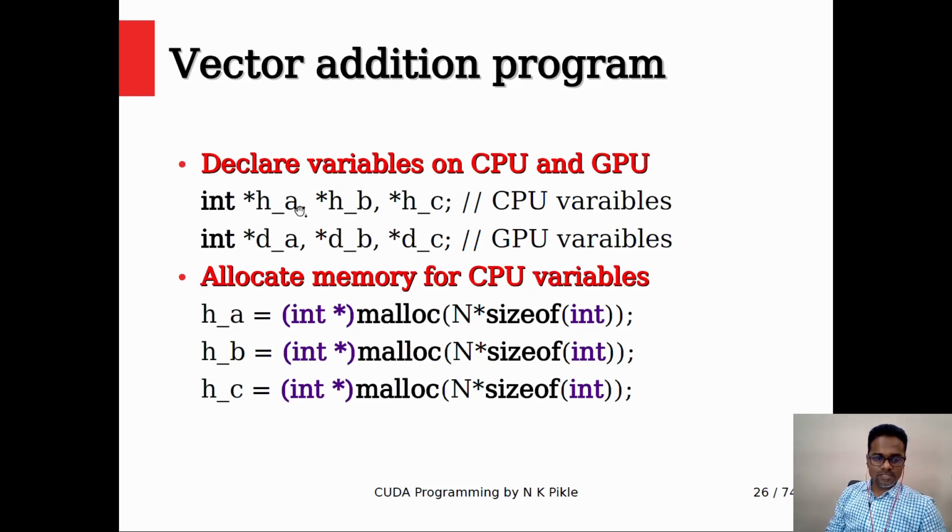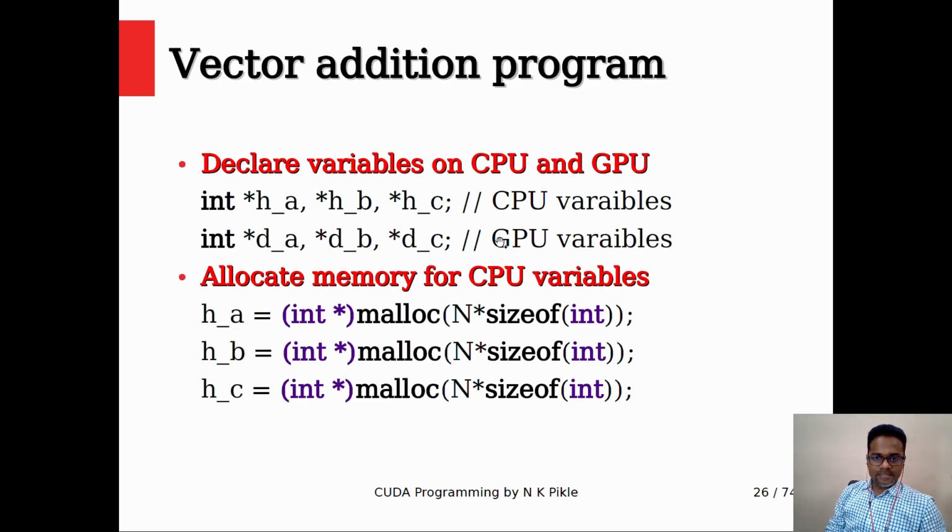That's the reason I'm using the convention h underscore and d underscore before the variable names. So h underscore stands for host side declaration and d underscore stands for device side declaration. As I mentioned, host is nothing but the CPU and device is nothing but the GPU.